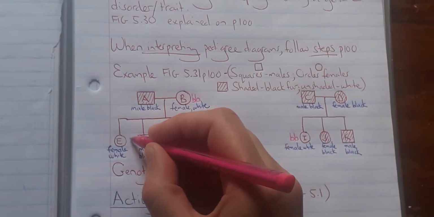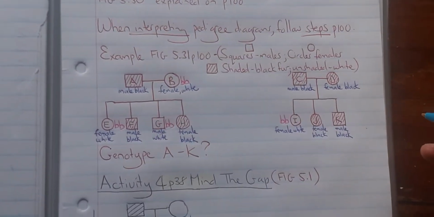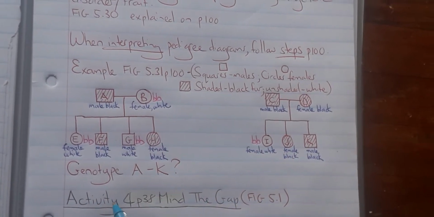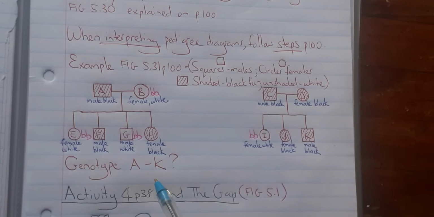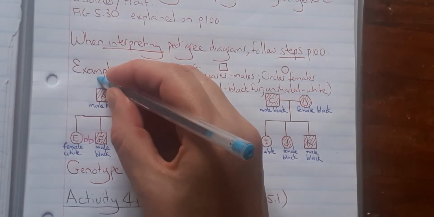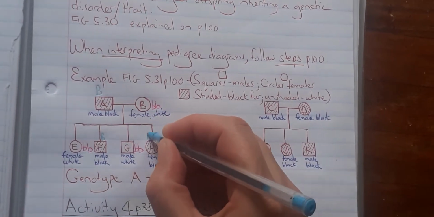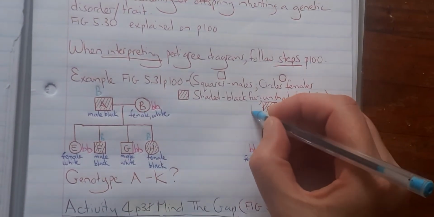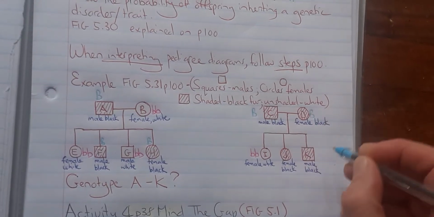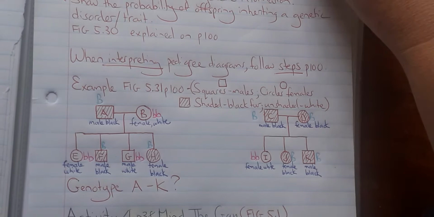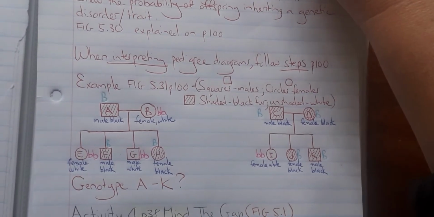So that is step 3. Right, step 4. All the others with the black fur have to have one dominant black allele. So we're just going to fill in only one allele. Okay, then step number 5.